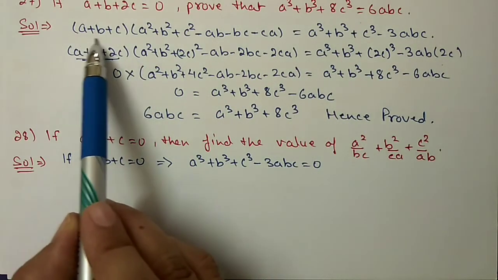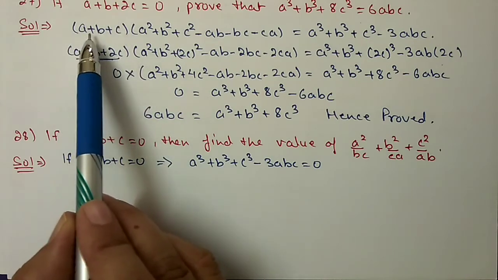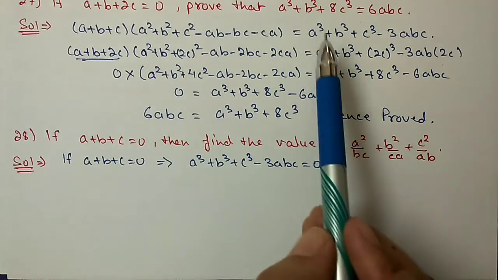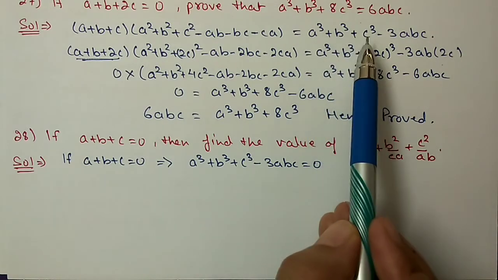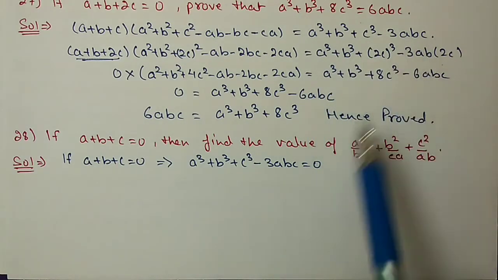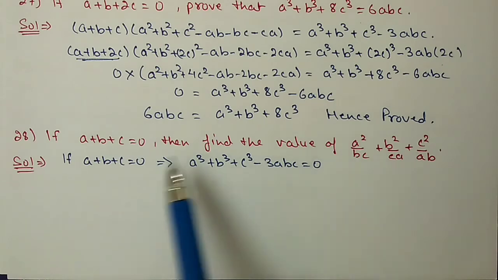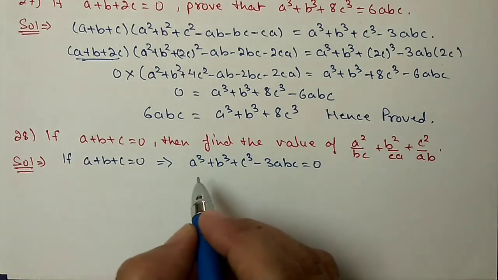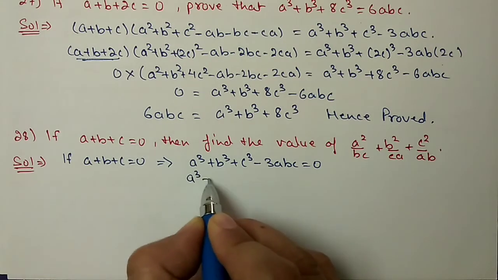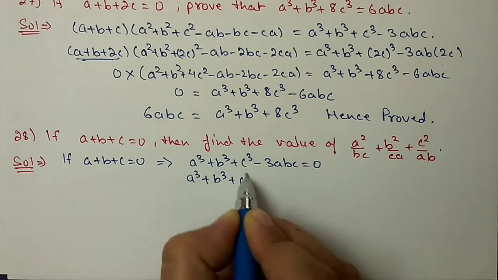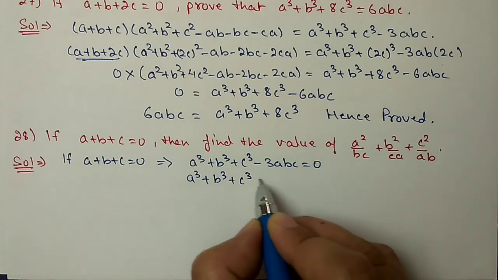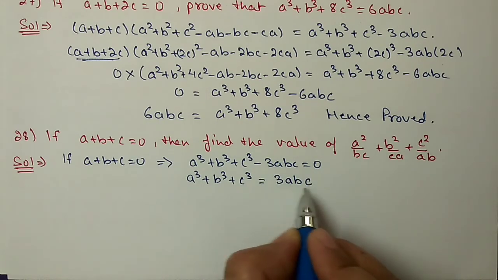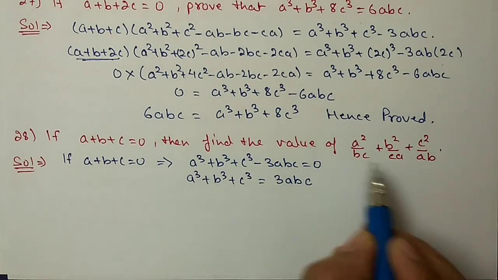So if a plus b plus c is equal to 0, then this whole left side will become 0. So we can write a cube plus b cube plus c cube minus 3abc will equal 0. We are starting from here only because it is given equal to 0. Now a cube plus b cube plus c cube, this minus 3abc will shift to the other side, it will become 3abc. Now only this we need here: bc, ca, ab.